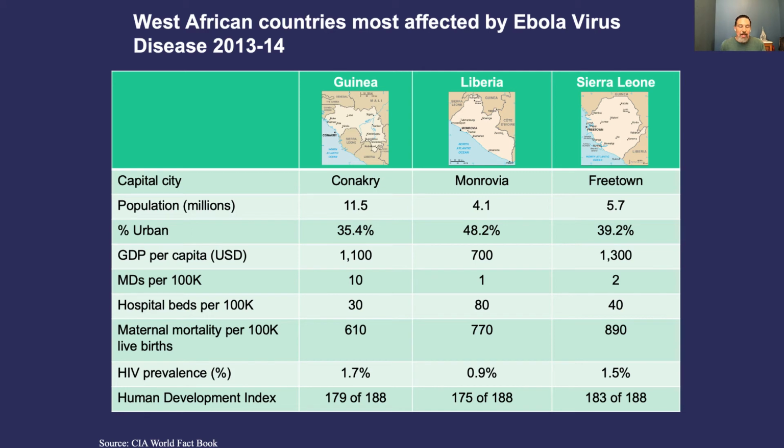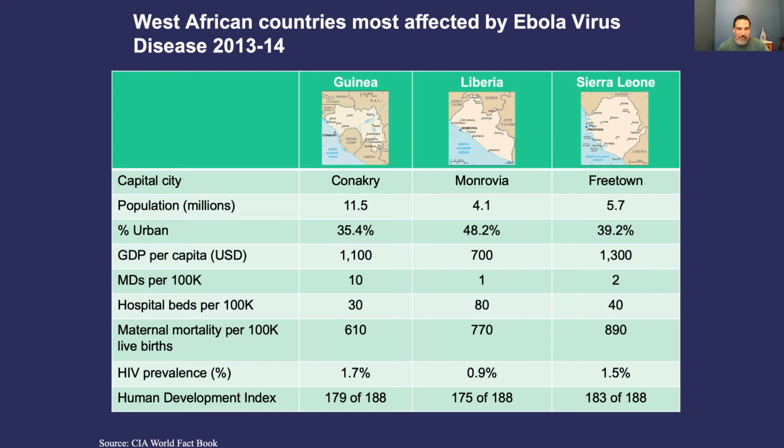So these three countries in West Africa are not huge in terms of population, ranging from about 4.1 million to about 11.5 million, and they do have some urban centers and very low GDP per capita, very limited healthcare capacity and infrastructure, with very few physicians per 100,000 population, especially in Liberia and Sierra Leone. And also not much in the way of hospital beds.